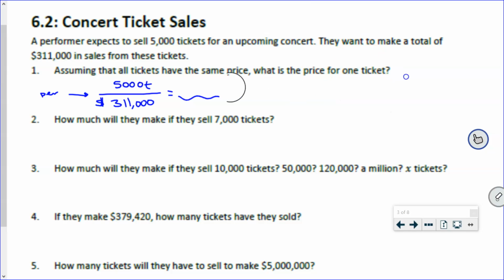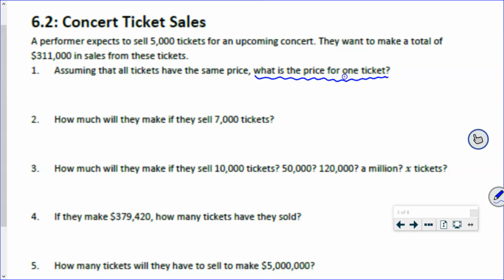And this is where a strategy that I worked on with my other classes, and we spent a couple extra days on it, is going to be really helpful. Start at the end. And what I mean by that, it says, what is the price for one ticket? And so that tells me at the end of this problem, there should be a 1 for tickets. And the 1 should always be on the bottom. So if the 1 ticket is going to be on the bottom and tickets is on the bottom, that tells me that dollars is going to have to go on the top.